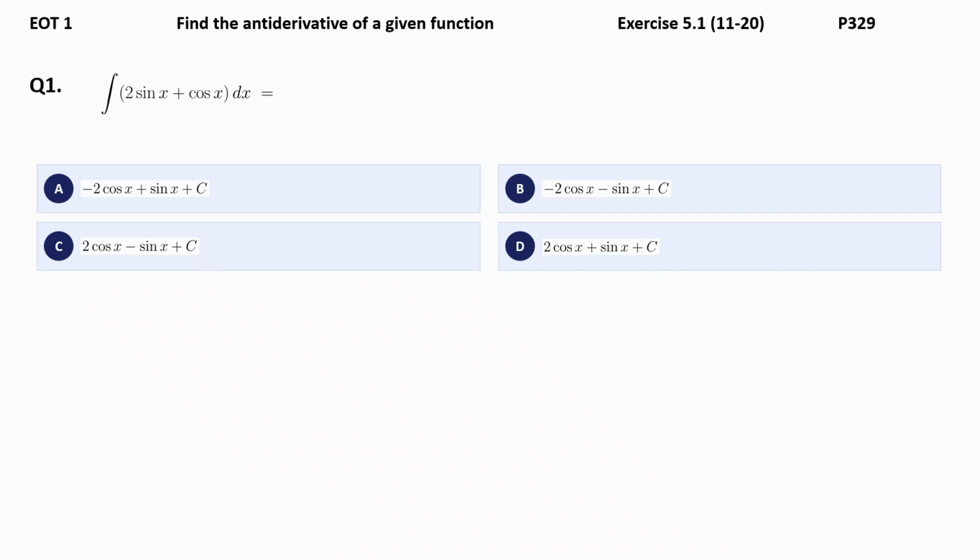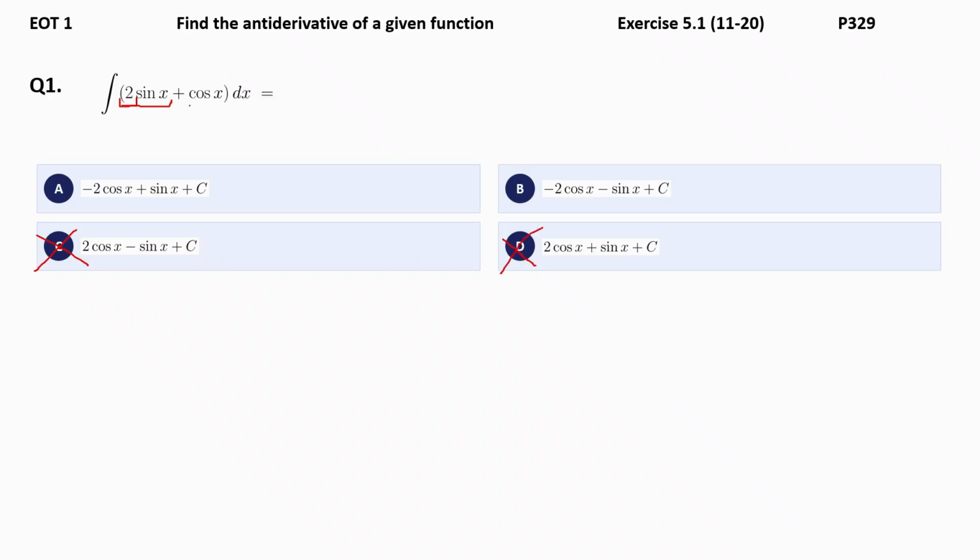If you look here, you have a constant 2, the coefficient of sin x, and you can see 2 everywhere, isn't it? So let's now move on with sin x. What is the integral of sin x? Negative cos x. So definitely the first term should be negative 2 cos x. In that case, you will rule out option C and option D.